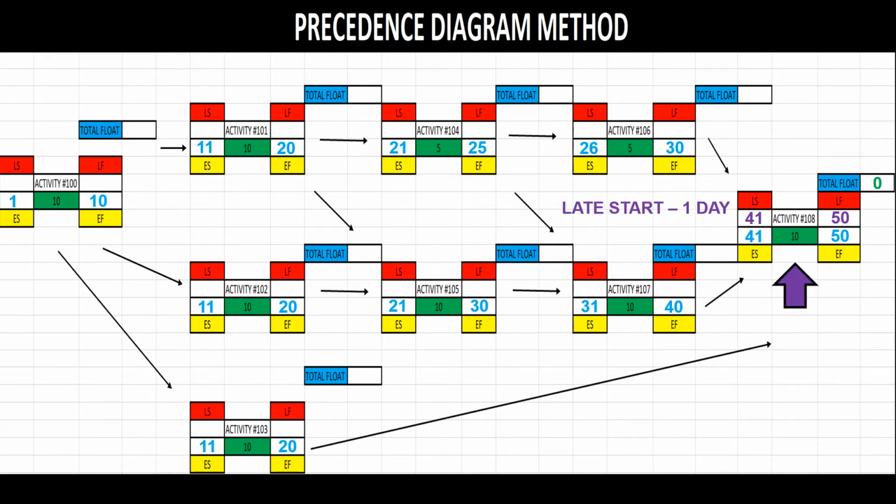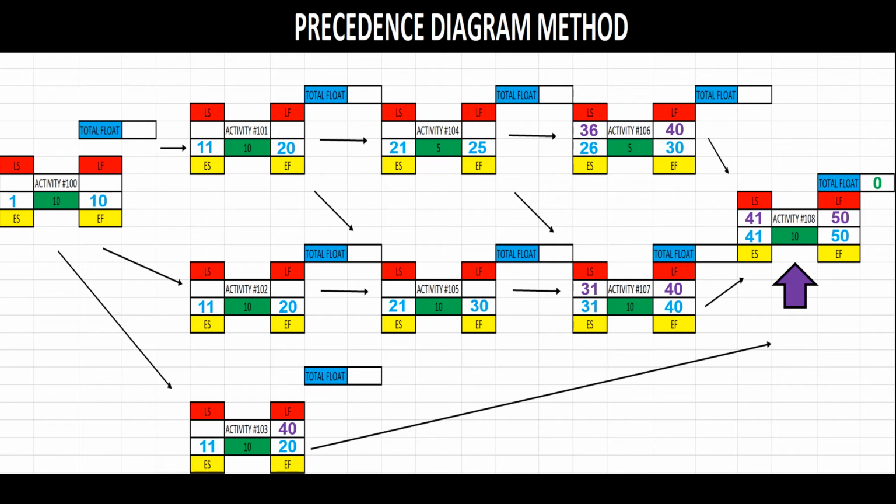The next step is to subtract 1 day from the late start of this successor activity, and then enter it into the late finish of its predecessor activities. In this case, those are activities 106, 107, and 103, and it comes out to be 40 days. Now we subtract the activity duration from the late finish and then add 1 day to calculate the late start. For activity 106 that would be 36 days, and for activity 107 it would be 31 days.